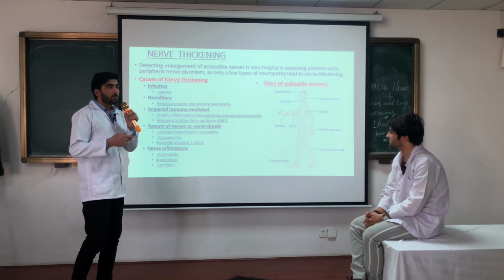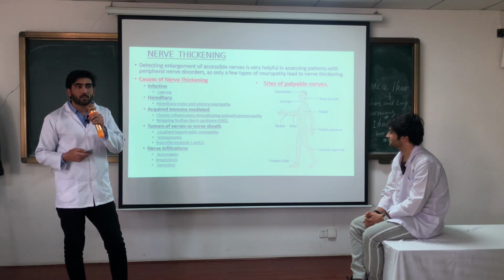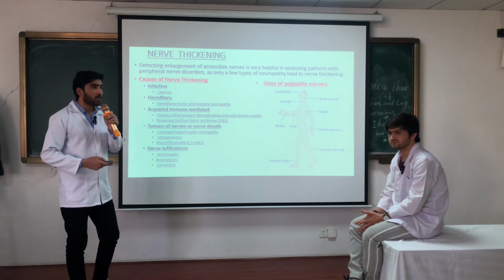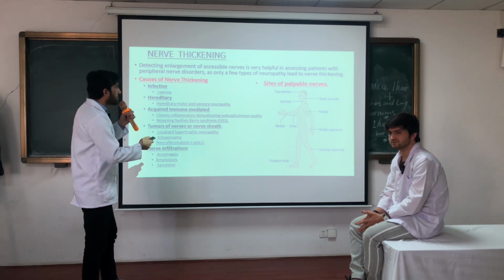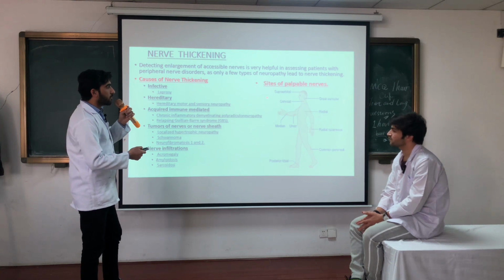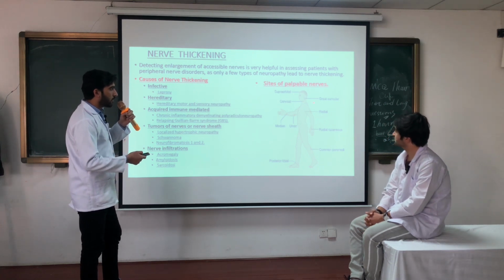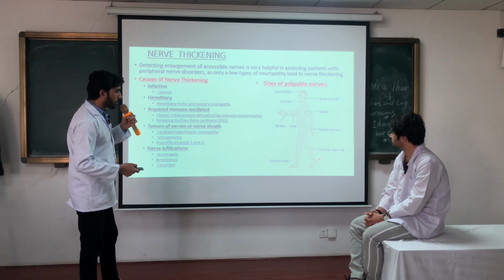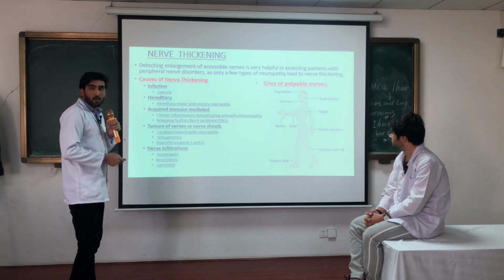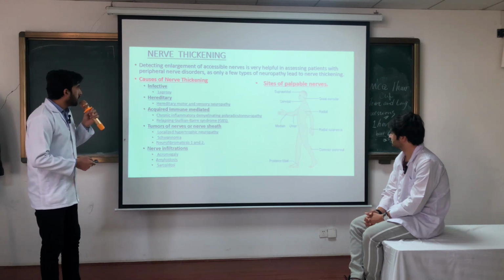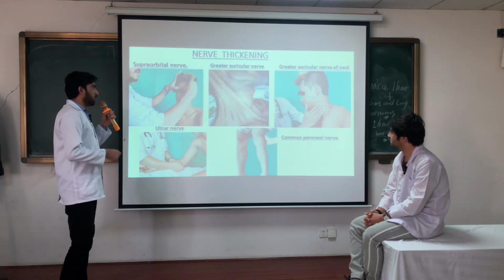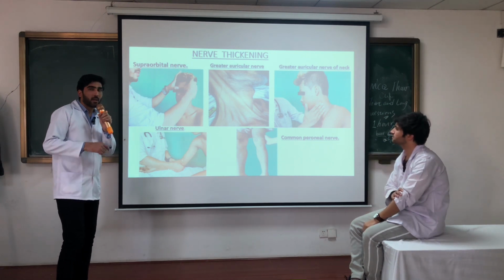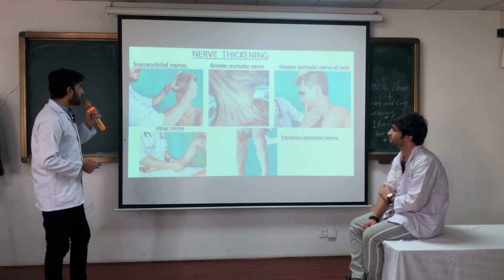But the most important thing: what are the nerves and what are the most common sites involved in nerve thickening? Because we are talking about physical examination and palpation. The sites of palpable nerves are supraorbital, cervical, greater auricular, median, ulnar, radial, and common peroneal or posterior tibial. These are the common sites involved in nerve thickening. In these pictures, we can clearly see the physical examination and palpation of the peripheral nerves.